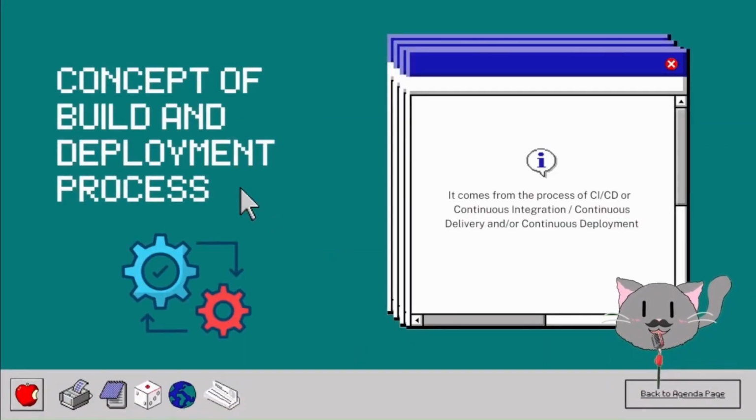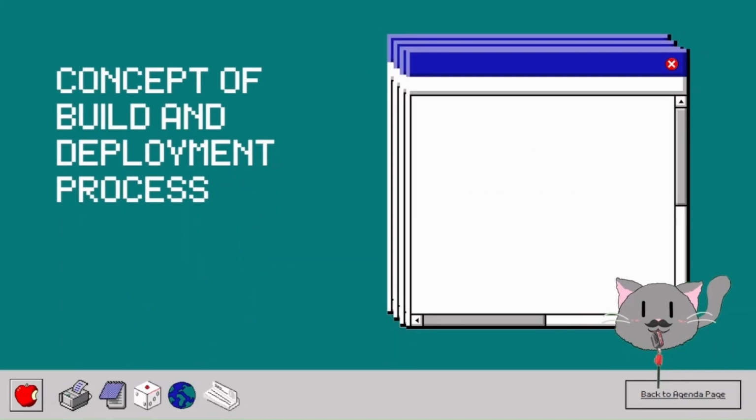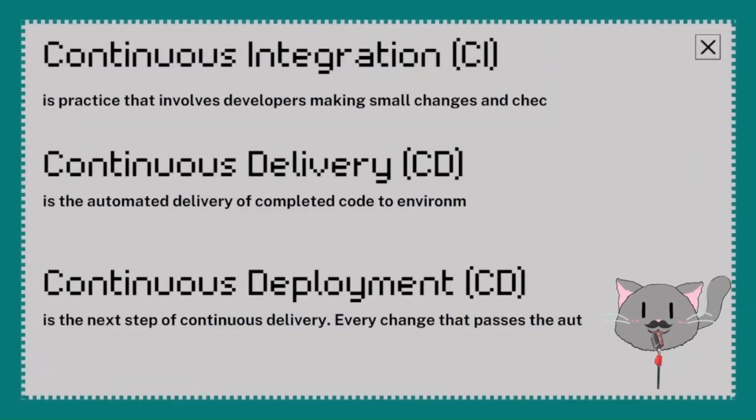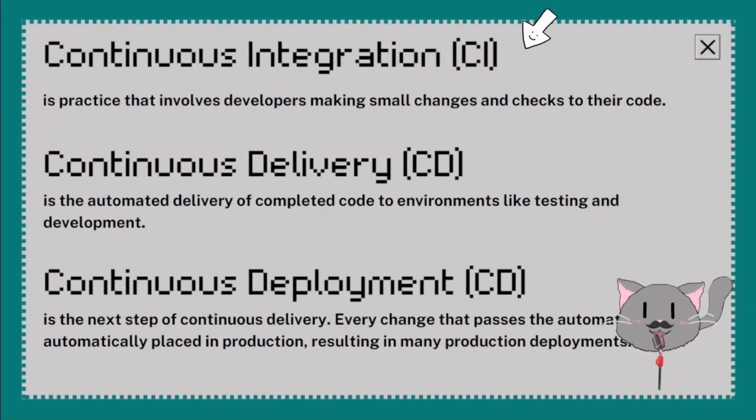Moving on, the concept of build and deployment process comes from the process of CI or CD, or continuous integration, continuous delivery, and continuous deployment. So what is continuous integration or CI? It is a practice that involves developers making small changes and checks to their code.